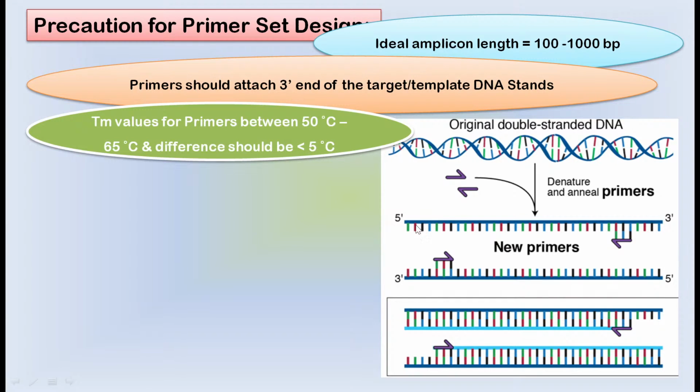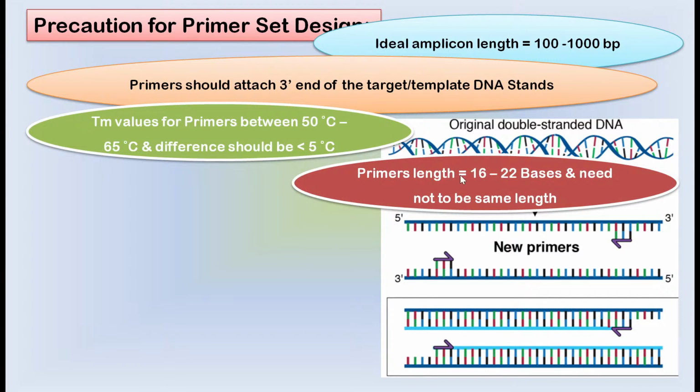One thing we need to remember here is that both forward and reverse primer need not contain the same TM value. For example, the reverse primer may contain 60 degrees centigrade as a TM value, and the forward primer may contain 65 degrees. So there is no need for both primers to have the same TM values. One primer may contain one value and another primer may contain another TM value, but the difference between these two TM values should be less than 5 degrees centigrade. This is the thing we need to remember while designing the primer.